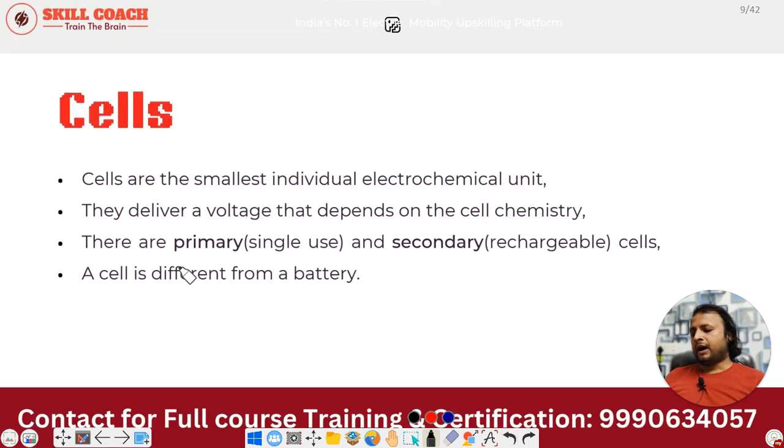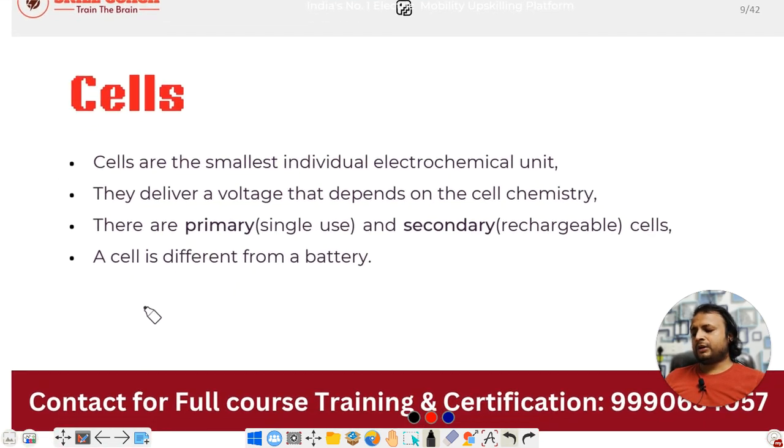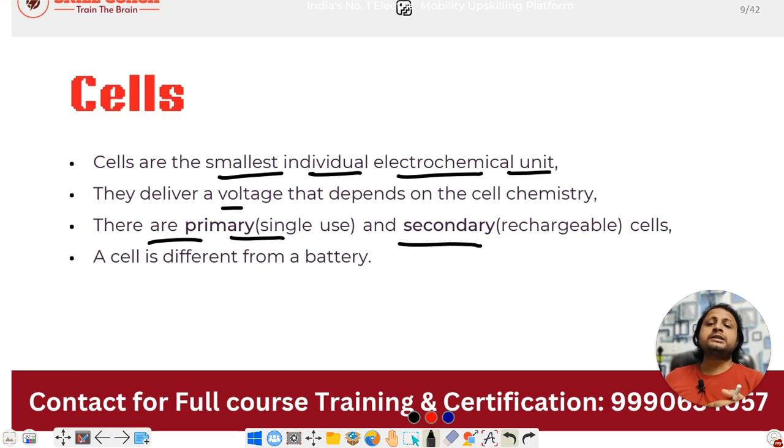Let us understand one by one, what are cells actually. Cells are the smallest individual electrochemical unit, and they deliver a voltage that depends upon the cell chemistry. That means the voltage depends totally upon the cell chemistry. And there are primary cells, meaning single use, and secondary cells, meaning rechargeable batteries.